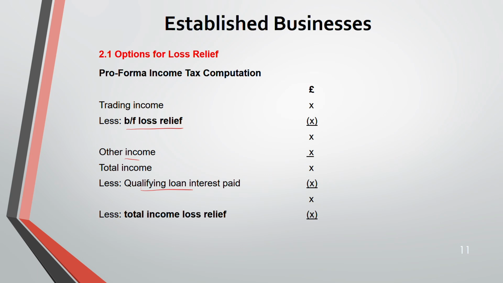Then we deduct the total income loss relief. There is a limit for this. We have covered this also in my previous lecture. Now you get your net income. So from your net income, deduct personal allowance. Rest all you know, taxable income and then on that tax.